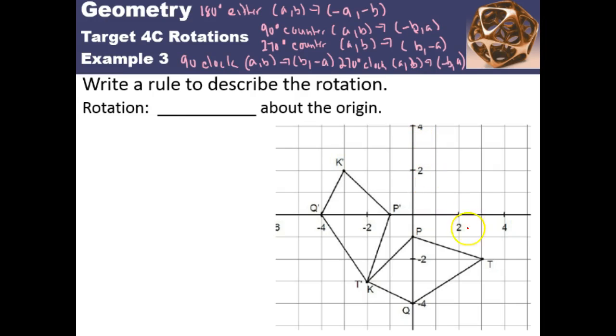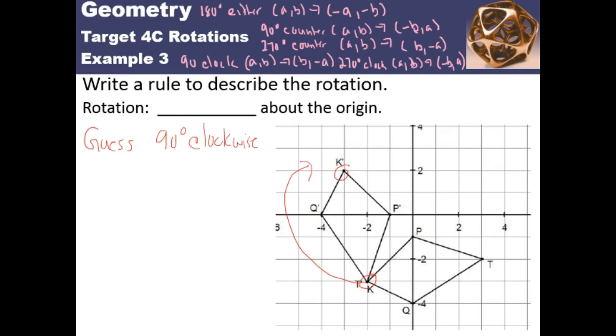So we'll start with K. This point K has to end up here at K prime, right? So if I think about it, if I want to go this way, it looks like it just moved 1 quadrant in this direction. Well, this is the clockwise direction, so my guess, and this is simply a guess, is that we went 90 degrees clockwise.